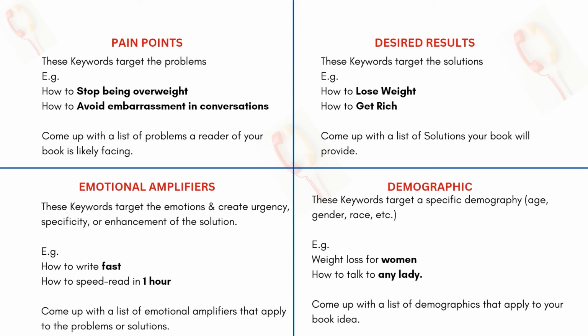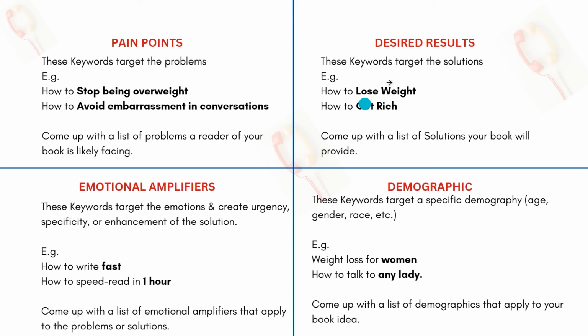You can also use desired results, where you amplify the results. When I say amplify, I don't mean lie. I mean you make it loud that this book will give you the result. For instance, let's look at this. This person said how to stop being overweight. The pain here is being overweight. How to avoid embarrassment in conversations. These are pains that people want to stop.